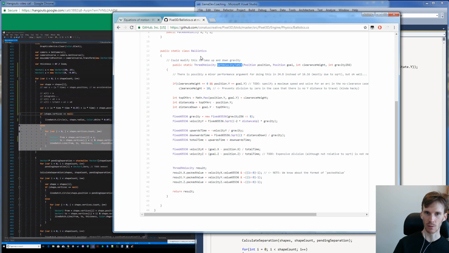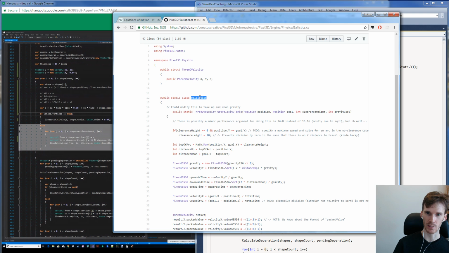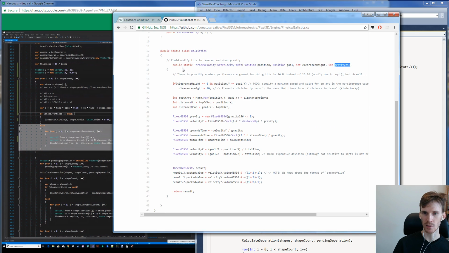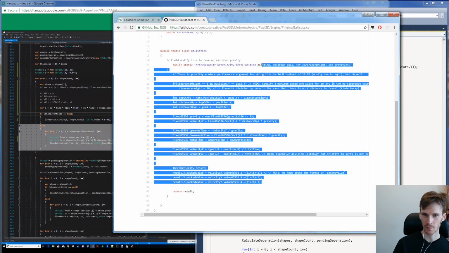So you'll recall in River City we have this ballistics, get velocity to hit. If we are at a position and we want to hit something at another position, and also we want to arc up some specific amount of height. So we start here, we want to hit something here, and we want to go a specific height up. This will give us the velocity to launch something that will hit this position, given some gravity. Right. And so this is all the grenade launches.